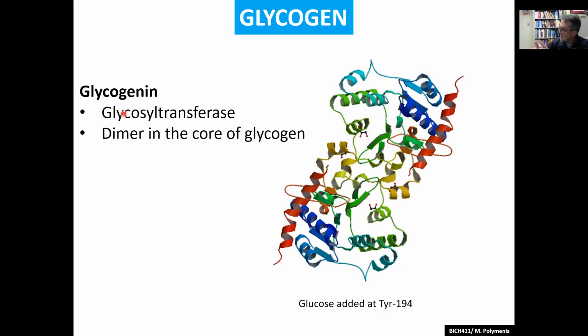We've already seen something like this with galactosyl transferases when we're making, let's say, lactose in mammals. And I told you then that there are many glycosyl transferases, in that case galactosyl transferases, that put galactose onto various substrates, various proteins. Here we have a glycosyl transferase that puts glucose molecules on proteins. It's a dimer, and it is in the core of glycogen. Glucose is added at tyrosine 194. So it's a dimer, so there are going to be 2 tyrosines that are going to be glycosylated on glycogenin.